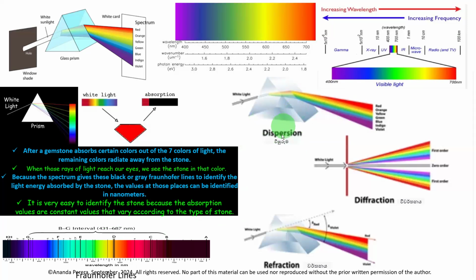Then I need to explain some words. Dispersion. Dispersion is this. This is diffraction. Refraction. This is refraction. This light wants to go there, but the prism refracts it at this angle. After that, it is refracted again at this angle. So dispersion, diffraction, and refraction, we need to understand very well because we are handling gemstones with light waves in this business. So we need to understand this.